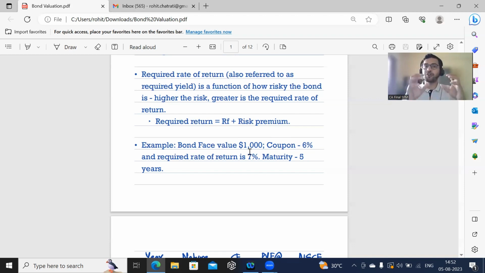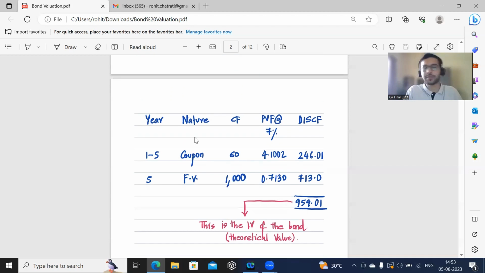Now, what I said is if you want to find the intrinsic value of this bond, you have to calculate the present value of all these cash flows. The discount rate is going to be 7%. The discount rate is your required rate of return, which is equal to 7%. So I have prepared this. This is how you will also present it in the ICI examination.